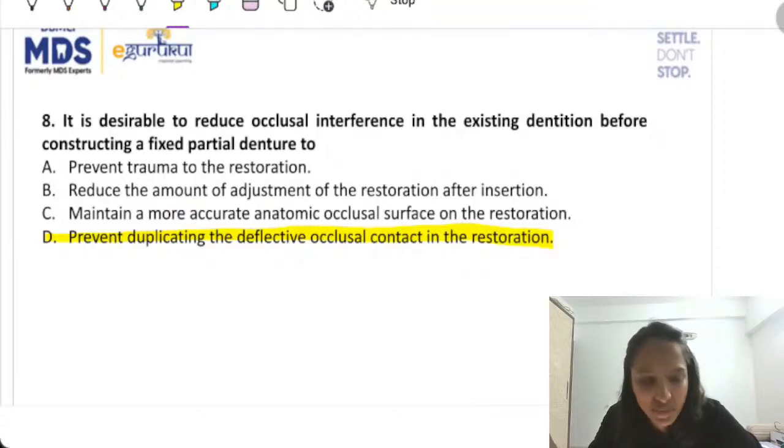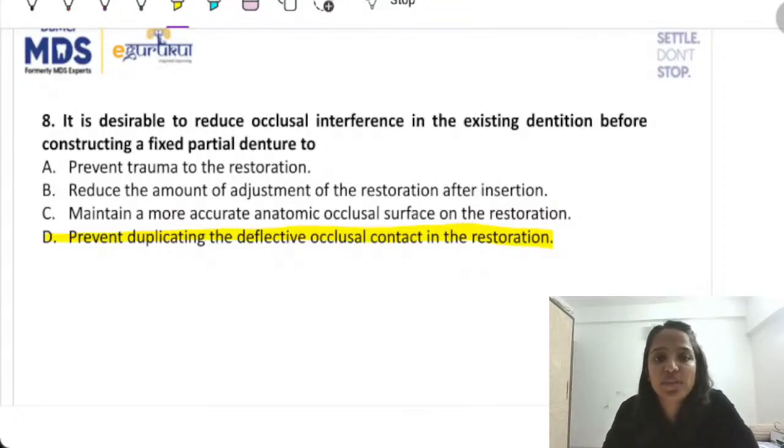Practically a lot of people do this only. Theoretically it is not correct, right? So the better option is that you do not duplicate only the deflective occlusion into your restoration, or rather before forming the restoration you correct it and then you start the process of making a restoration, so you would get minimal to minimal adjustments, right? So B is a continuation of D, but D comes first before B. That is why D is the correct answer.